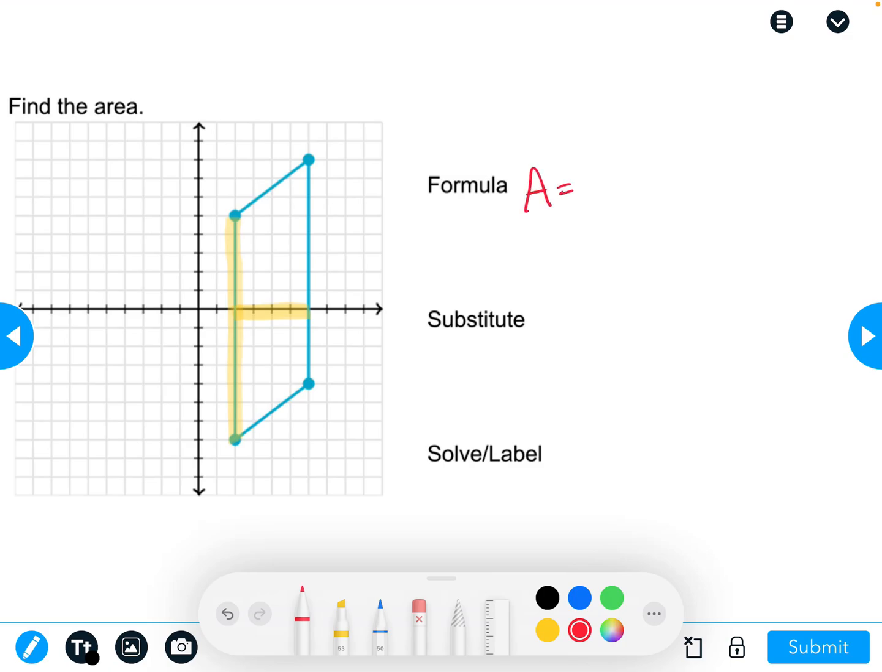Okay, so area equals base times height. For the base, this top point here is located at 5 on the y-axis. And the bottom point is at -7. The distance between a 5 and a -7 is 12. And again, you could kind of count that out. And then finding the distance, the height here, this is located at 2 on the x-axis.